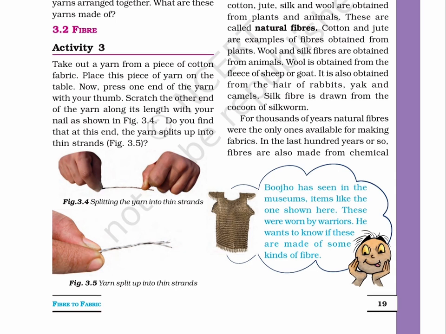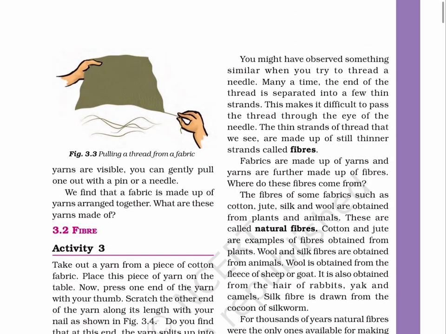3.2. Fibre. Activity 3. Take out a yarn from a piece of cotton fabric. Place this piece of yarn on the table. Now, press one end of the yarn with your thumb. Scratch the other end of the yarn along its length with your nail as shown in Figure 3.4. Do you find that at this end, the yarn splits up into thin strands? Figure 3.4 shows splitting the yarn into thin strands. Figure 3.5 shows yarn split up into thin strands.